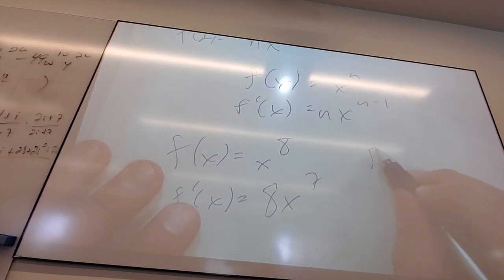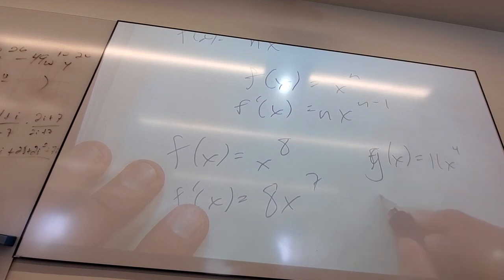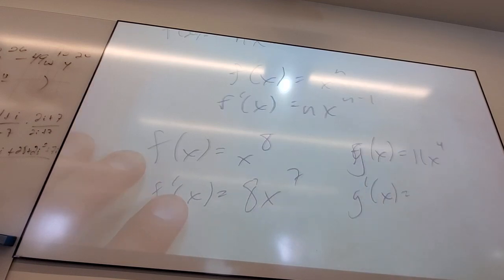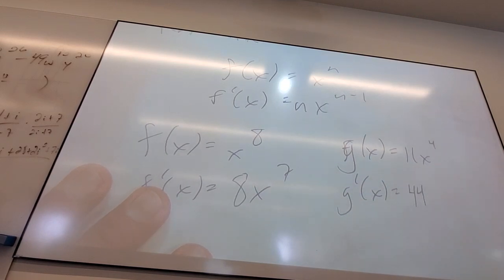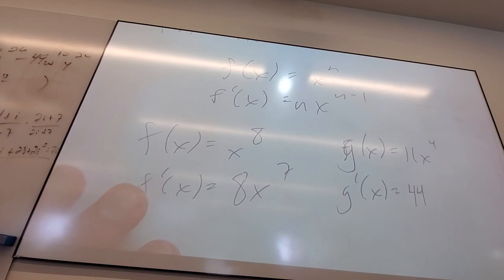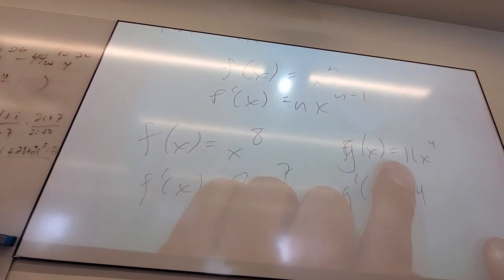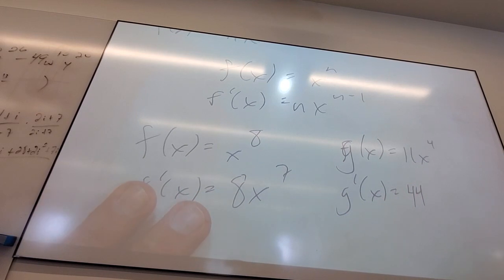Alright, what if I have g of x equals 11x to the 4th? What do you think g prime is? 44x to the 3rd. Good. It's 11 times the derivative of x to the 4th, right? It's kind of like, whatever number's out here, I'm finding the slope. So if there's an 11 out there, the slope's going to be 11 times as big as it normally would be. So whatever number I bring down, I just multiply by whatever's there already.